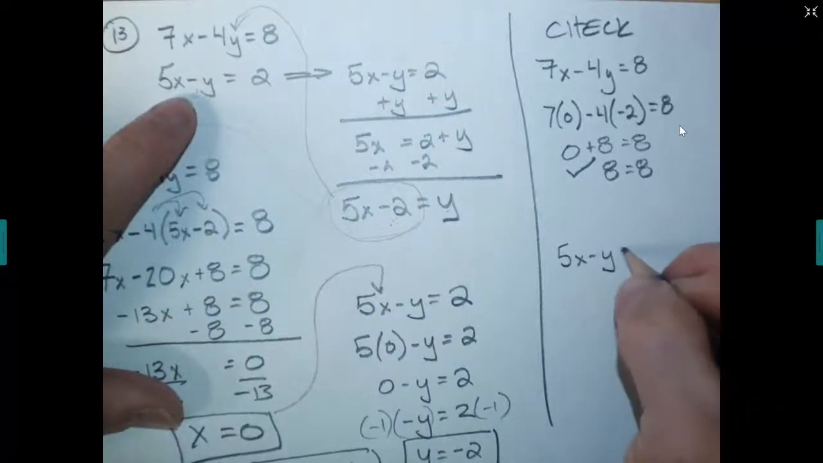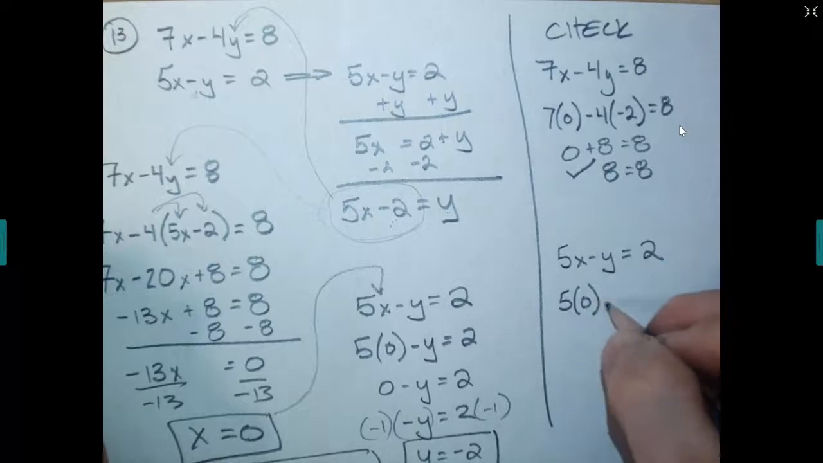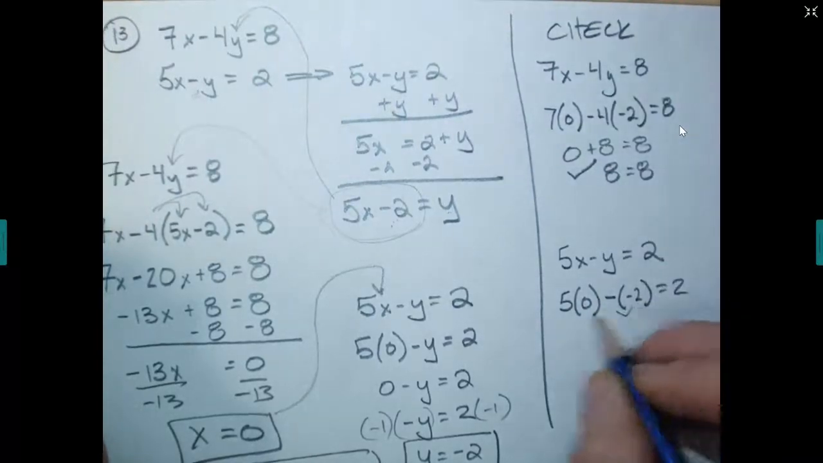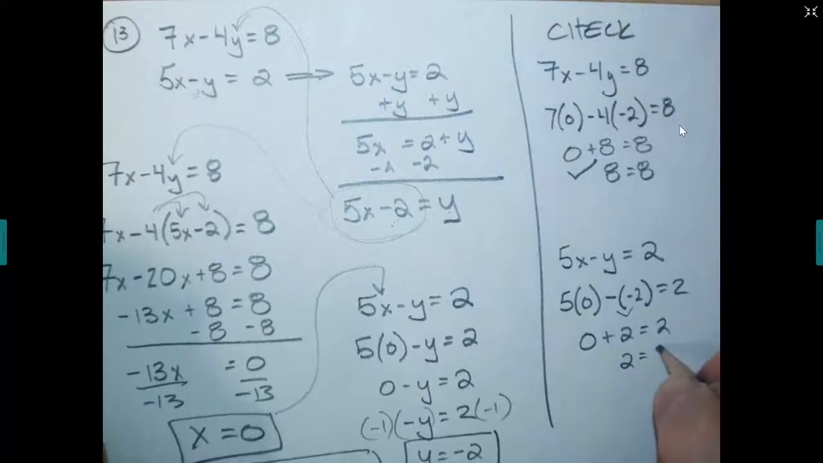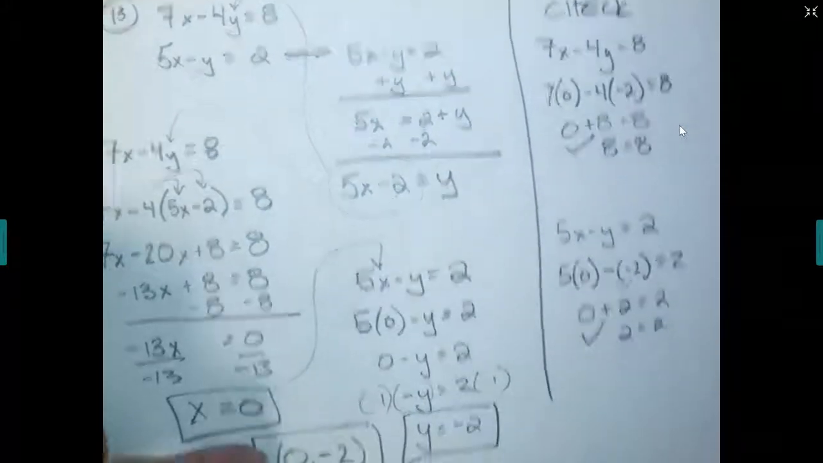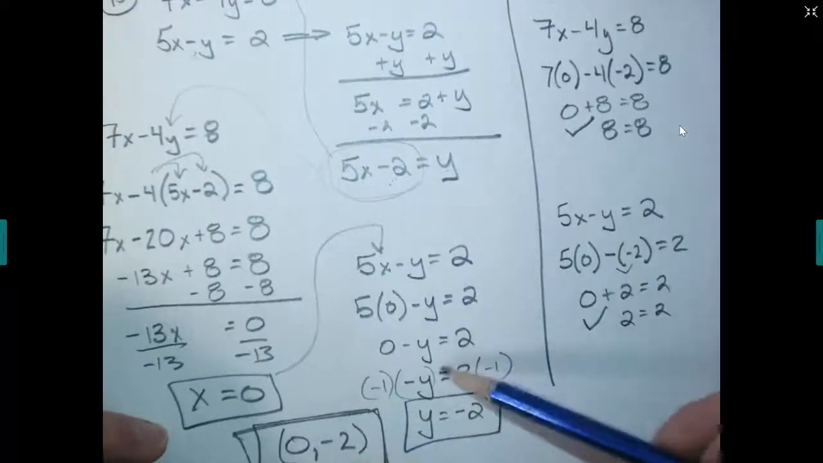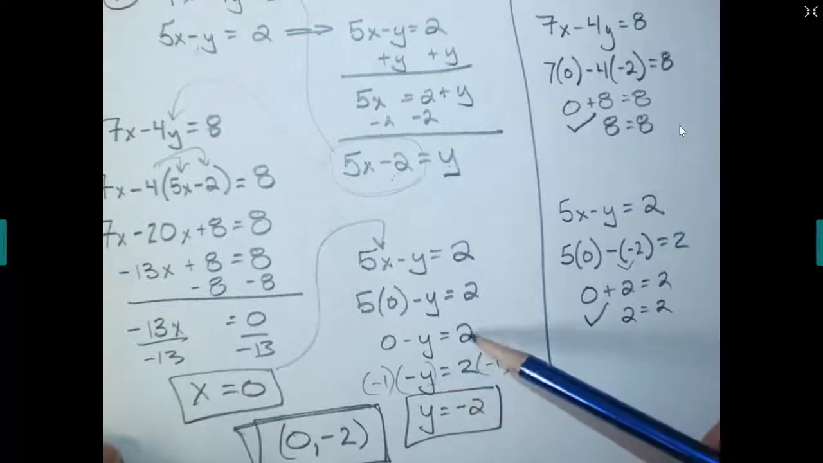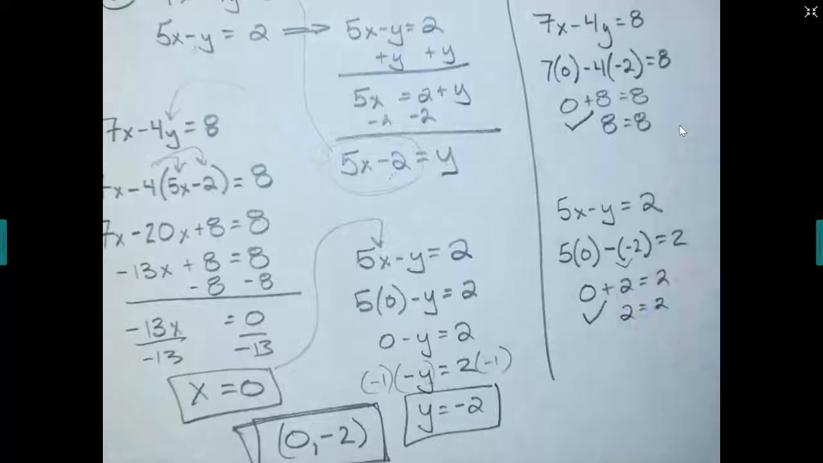5x minus y equals 2. 5 times 0 minus a negative 2 equals 2. 5 times 0 is 0. Negative and negative is positive. 2 equals 2. That checks out. So, that is our answer. And so that's what I want to make sure you recognize, is that you can't have a negative y. If you were to plug in a 2, you wouldn't get the correct answers.